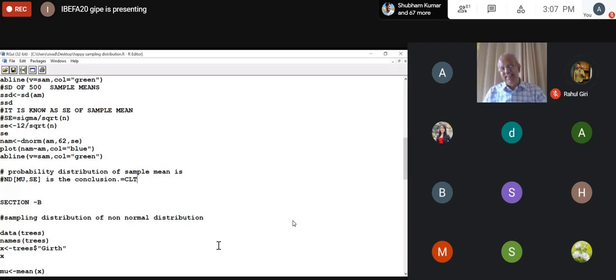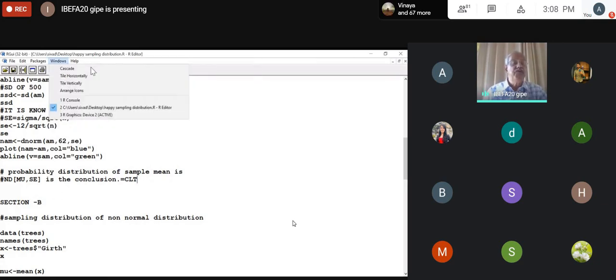Okay, sir. Okay, very good. So this is the conclusion: the probability distribution of the sample mean is normally distributed with the parameter mu and the standard error as its standard deviation. Here we do not call it standard deviation; here we call it standard error. That is what my last graph shows.